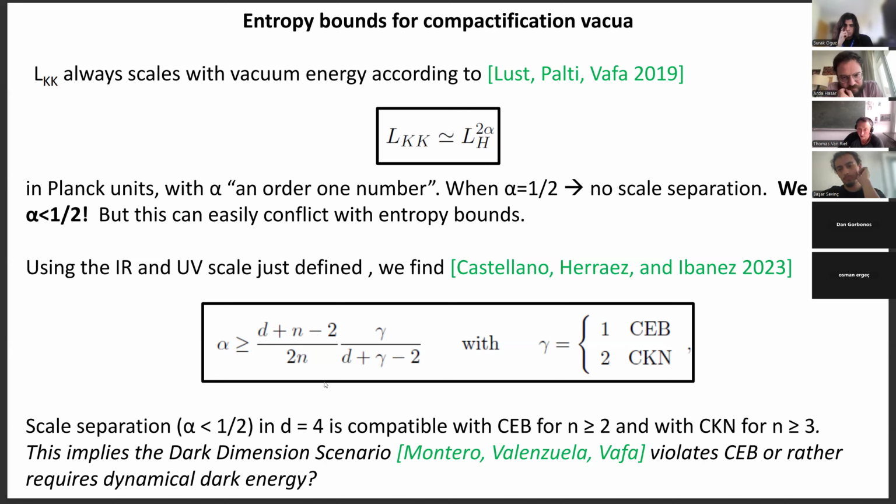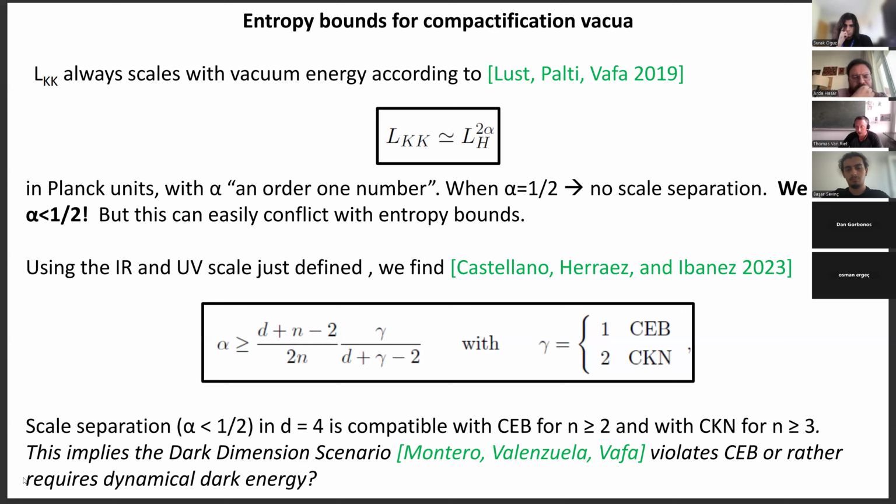And so one of the obvious things we observed in our paper, which for some dark reason nobody did, is that if you plug in d equal 4, and you want at least 2 extra dimensions or more, you find that scale separation is only compatible with the CEB for at least 2 extra dimensions, or with CKN for at least 3 extra dimensions. And one of the things it implies, in case you have heard of it, is that the recent dark dimension scenario violates these bounds.